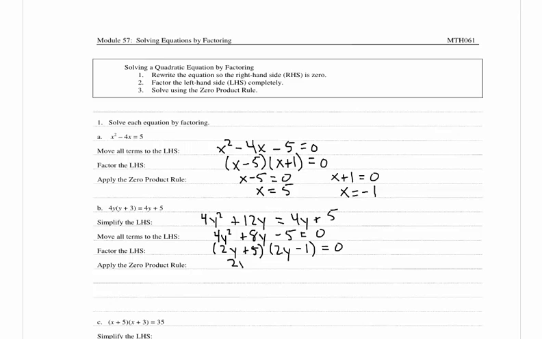And now we want to apply the zero product rule. So we're going to say that 2y plus 5 is equal to 0, or 2y minus 1 is equal to 0. And for the first equation, we're going to subtract 5 from both sides. So we're going to have 2y is equal to negative 5. And now divide both sides by 2, and we get y is equal to negative 5 halves. In the second equation, we're going to add 1 to both sides, so we have 2y is equal to 1. And now divide both sides by 2, and we get y is equal to 1 half. So our equation is equal to 0 when y is equal to negative 5 halves, or 1 half.